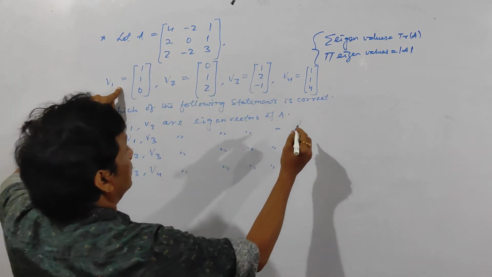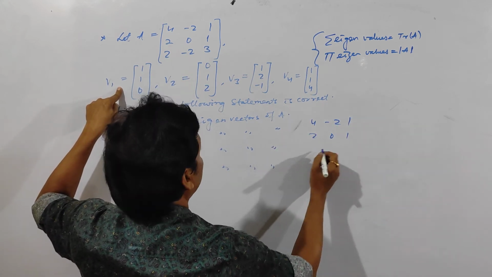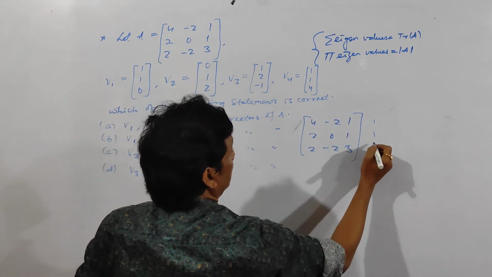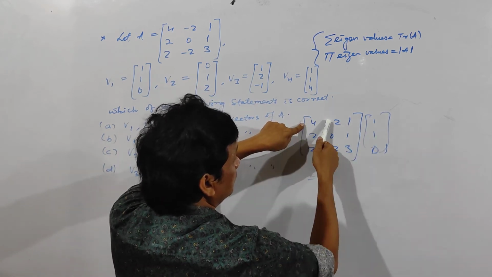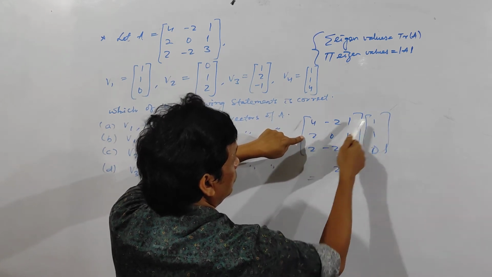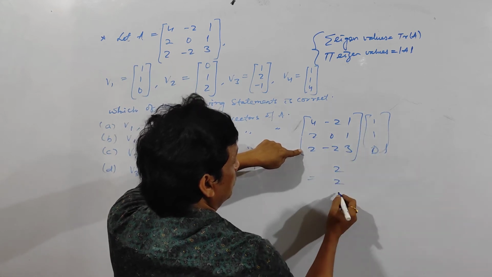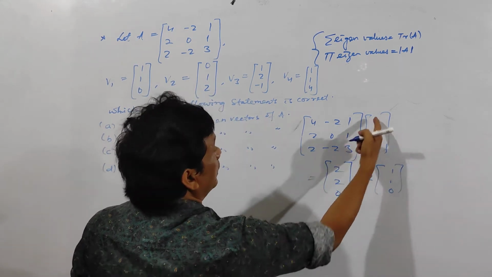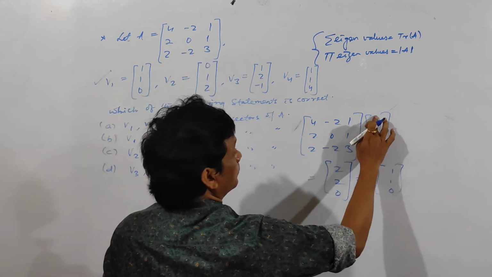Okay, see here, I am writing the matrix here: 4 minus 2, 1; 2, 0, 1; 2 minus 2, 3. And I am testing for the first one, 1, 1, 0. See here, 4 minus 2 is 2. Then 2, 0, this is 0, 2. Then 2 minus 2, 0, then 0. Then take 2 common. It will be 1, 1, 0. So V1 is the eigenvector. Clear?